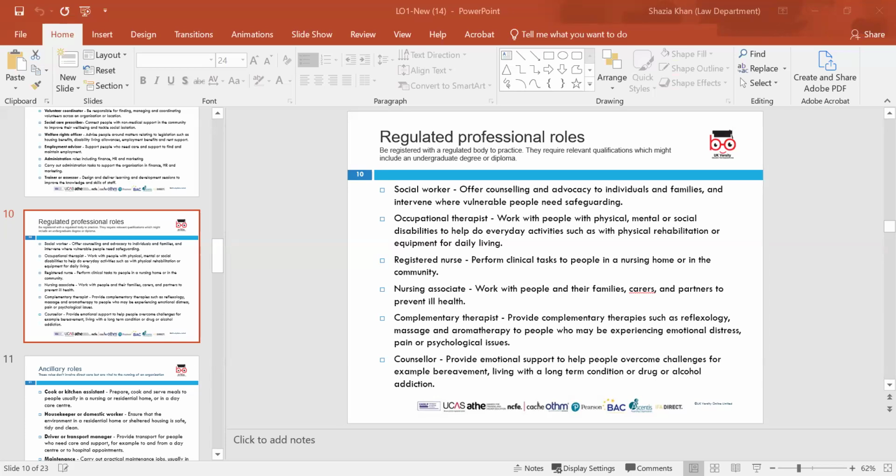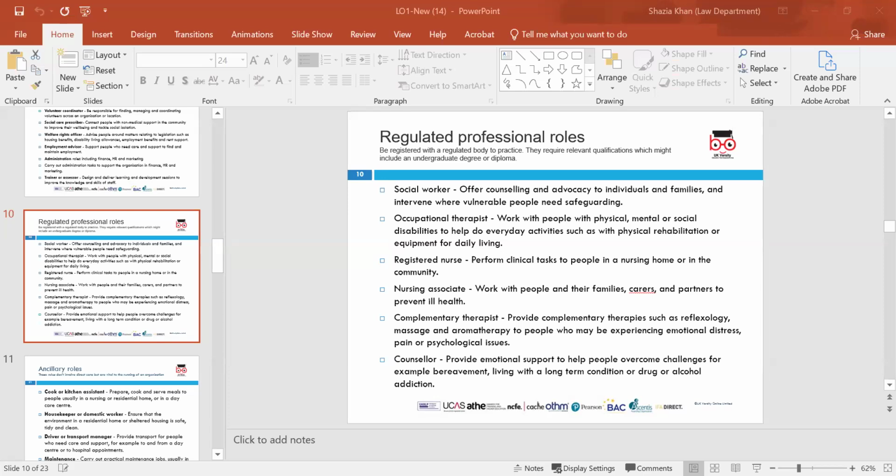The next one is nursing associate, and they work again with families and the carers to promote health. They carry out clinical tasks such as blood pressure and ECGs, and they support adults and families. Closely they work with the registered nurses to help them, and different doctors, and they look at monitoring and supporting the individual.